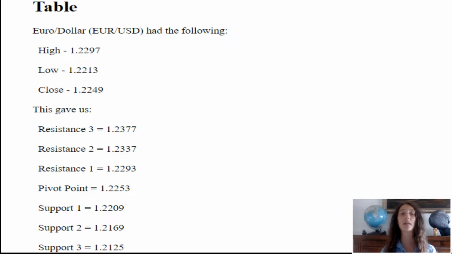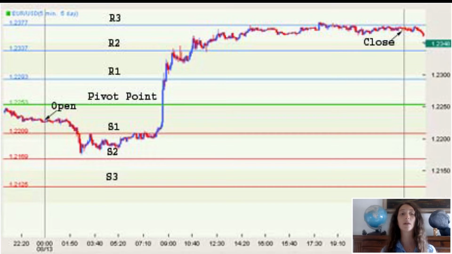See the following table. Have a look at this 5-minute chart. The green line is the pivot point. The blue lines are resistance levels R1, R2 and R3. The red lines are support levels S1, S2 and S3.